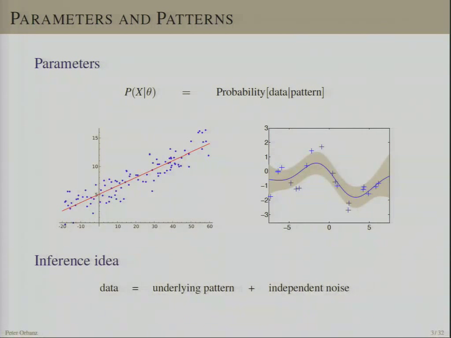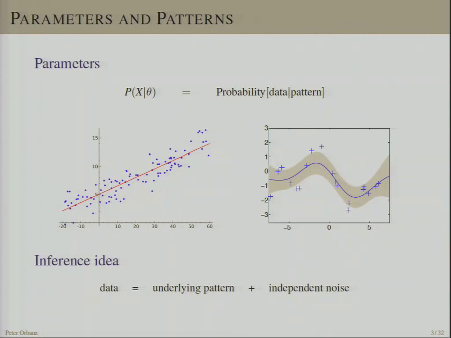What I mean here is probability of data given some parameter, and the way I would like you to think about a parameter is as some kind of pattern that underlies the data. Here's an example, a simple linear regression, where the blue dots are the data, and the red line, this linear trend, is a pattern. So in this case, a pattern would be a linear function. And here is a slightly more sophisticated regression example. Again, the pattern is a function, but in this case it's not linear anymore. This is the kind of thing that we can do with a Gaussian process, for example, in Bayesian nonparametrics.